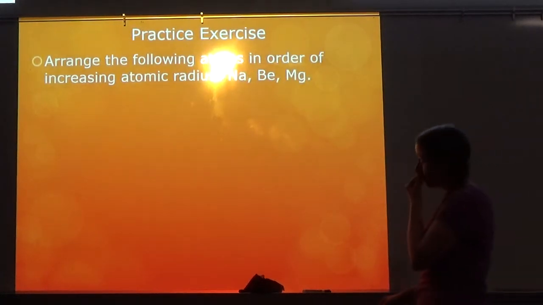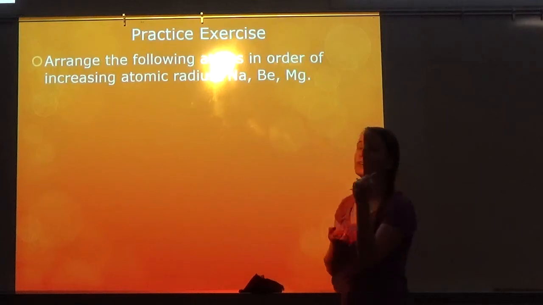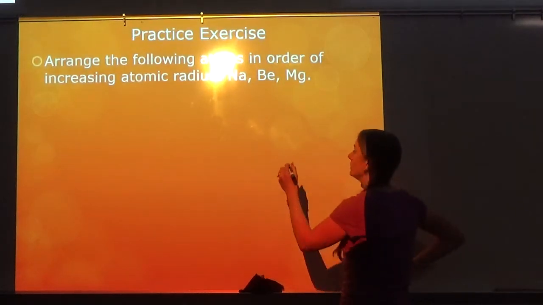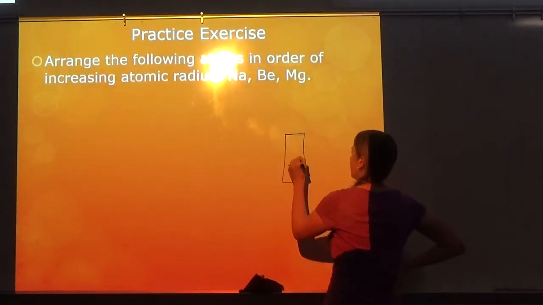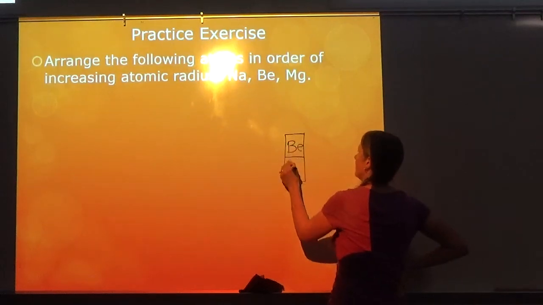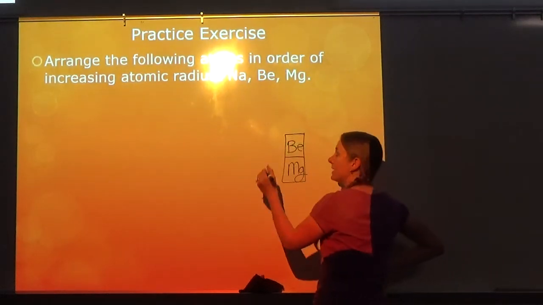Maybe pause it and try this one if you don't have a periodic table in front of you. This is the 7. We have Be, Mg, and Na.